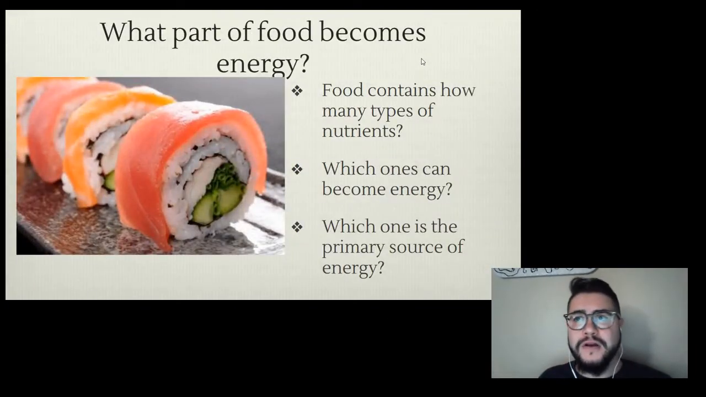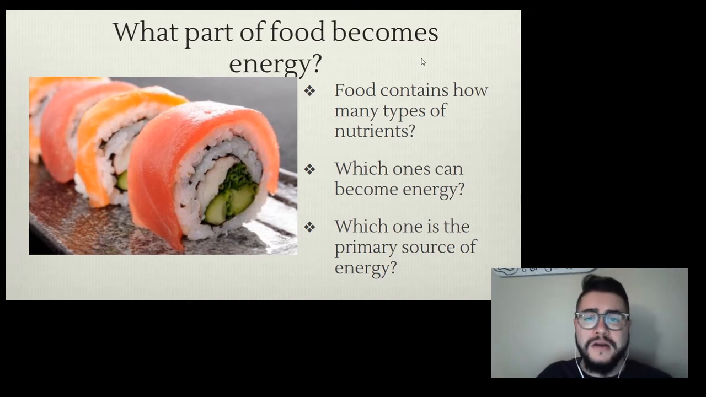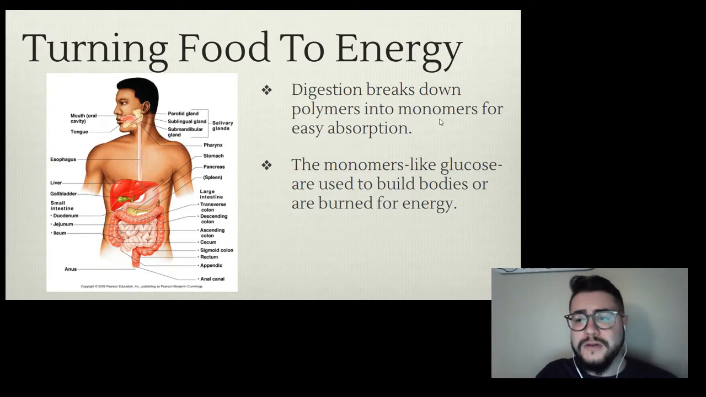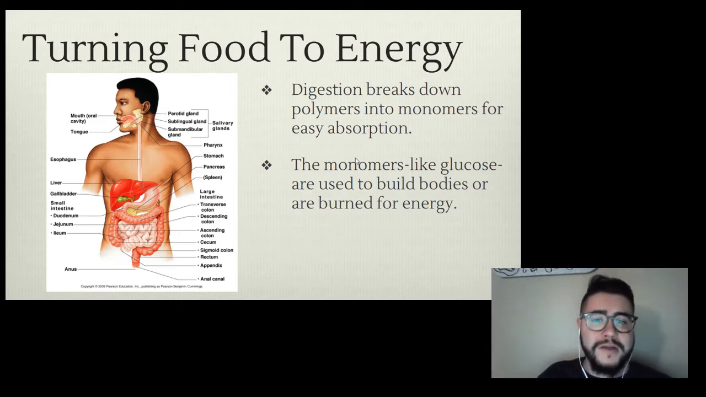But when you eat food, you don't directly get that energy right away. The food you eat contains many different molecules and nutrients that need to be broken down before they can actually be used in your body. So you consume a piece of food, and your digestive system starts to break down these larger molecules called polymers into smaller molecules called monomers. Those smaller molecules can be more easily absorbed in your body. One example of a monomer is glucose. Glucose is a monomer of carbohydrates, and it's a pretty important molecule for this unit that we'll talk about a few different times.